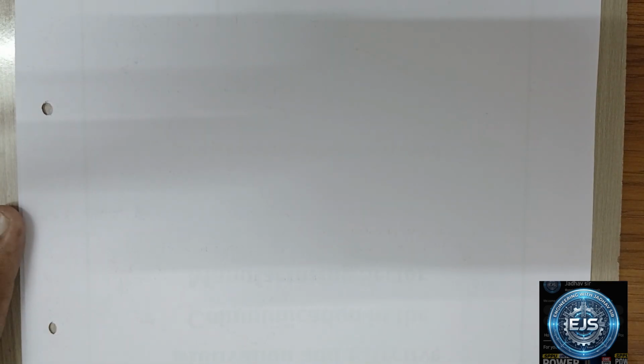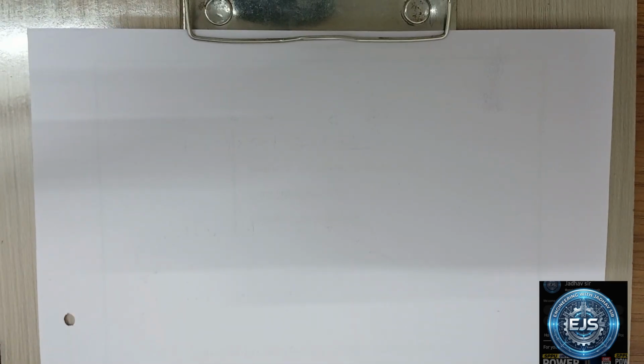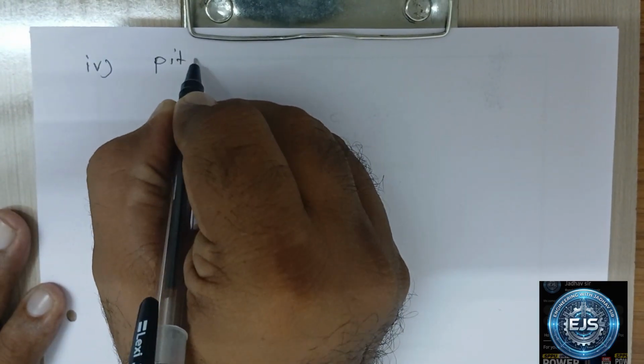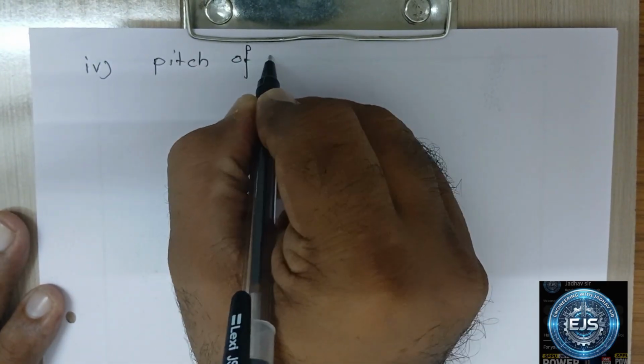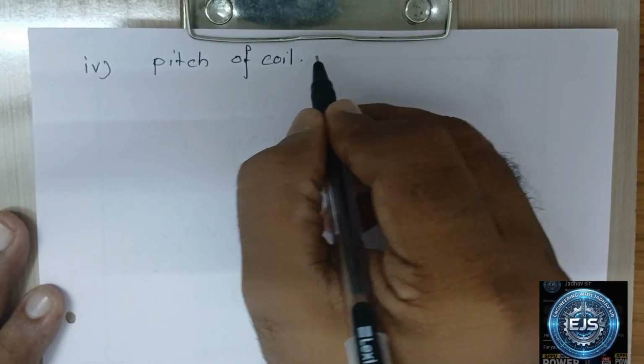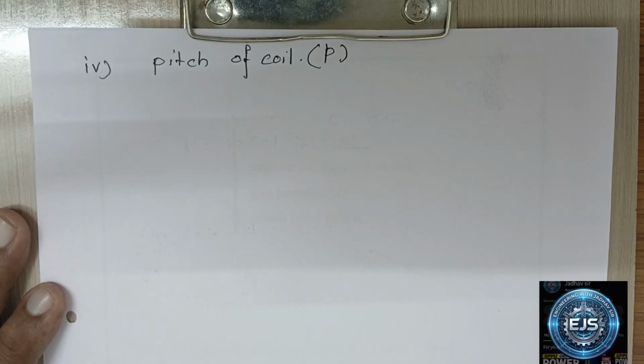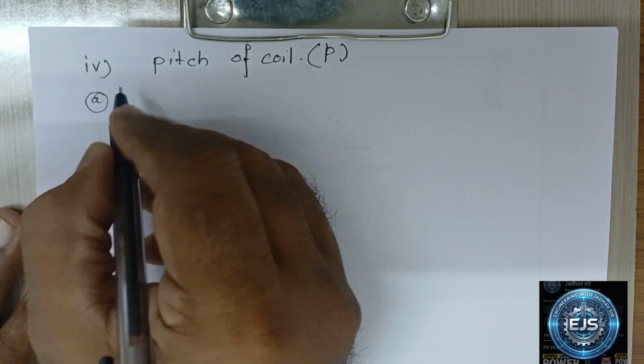So next is we have to calculate the pitch of the coil. So fourth answer that we have to calculate is the pitch of the coil. Helical compression spring में pitch कितना है यह हमें calculate करना है. So for calculation of a pitch, we have to calculate the total number of turns.